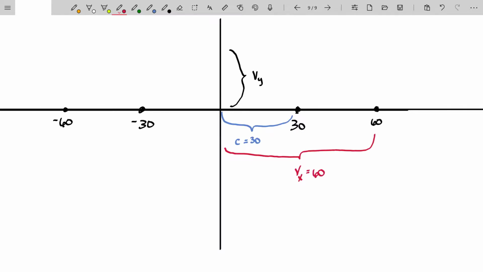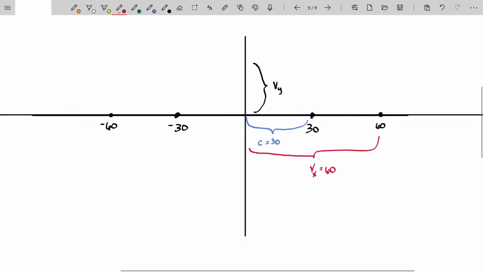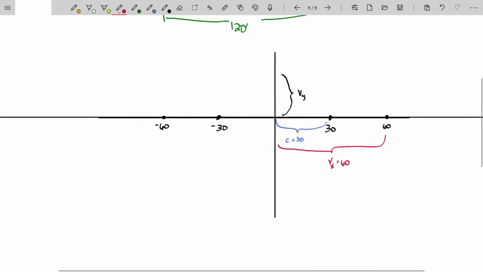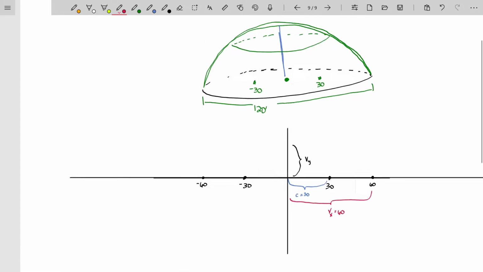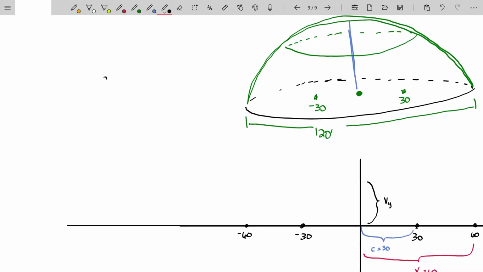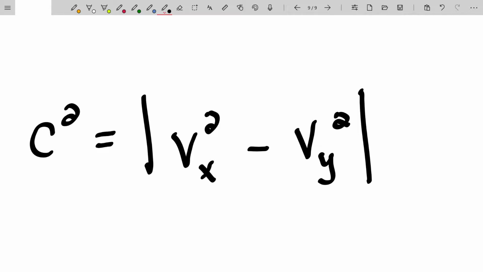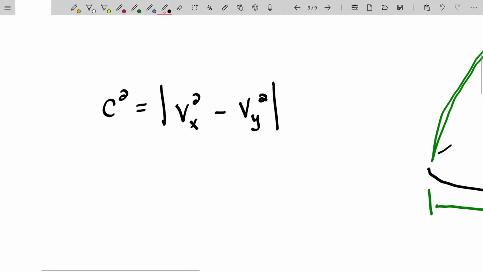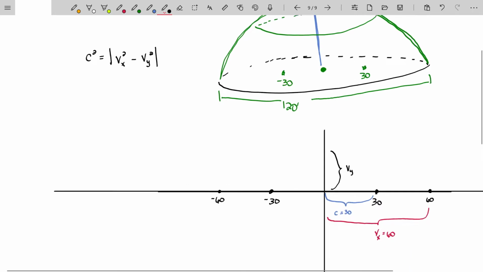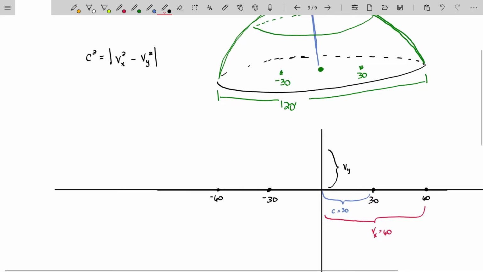So that's our v sub x and our c, and we know the relationship between v sub y, v sub x, and c is the following. c squared should equal the absolute value of v sub x squared minus v sub y squared. And you can remove those absolute values as long as you write the larger of v sub x and v sub y first. So as long as I know which of those two is going to be larger, I will write that one first.